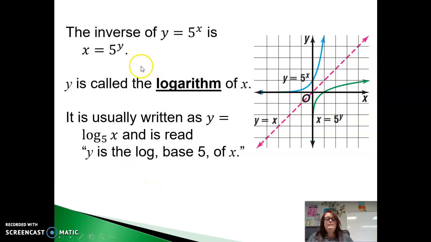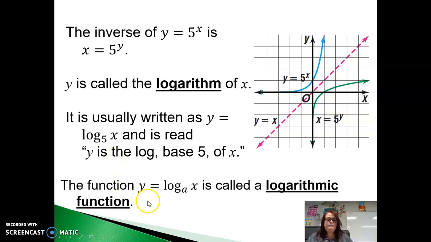So what I want you to see up here is this exponent is the logarithm. So logarithms are exponents. So if you have that in your mind, logarithms are exponents, then everything else will start to make sense. So it's usually written as y is equal to the log base 5 of x, and is read just how I said it. Y is the log base 5 of x. So the function y is equal to the log base a of x is called a logarithmic function.